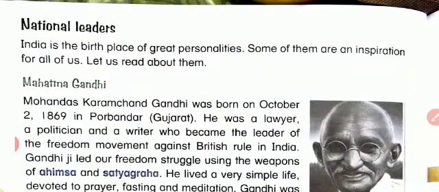Now we will come to the national leaders. India is the birthplace of great personalities. Some of them are an inspiration for all of us. Let us read about them. The first one is Mahatma Gandhi. Students, we have all heard about Mahatma Gandhi. He is the father of our nation. He contributed to our struggle for freedom. So let's know more about him.